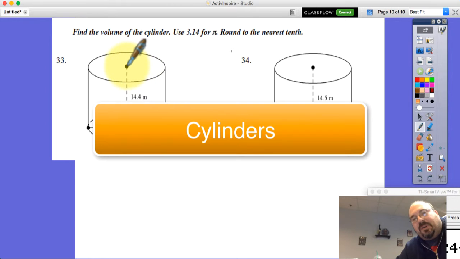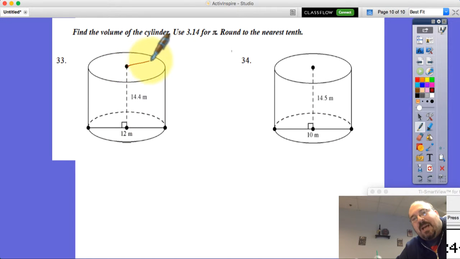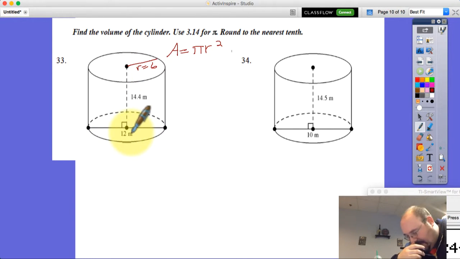When you have a cylinder, you look at the top of the cylinder and you need to find the area of that circle. So for this problem, I start by, here's the area, pi r squared. I start by getting the radius. In this example, the radius is 6. Okay? Because the diameter is 12. So you cut the diameter in half, you get the radius. Radius is 6. It's half the diameter.